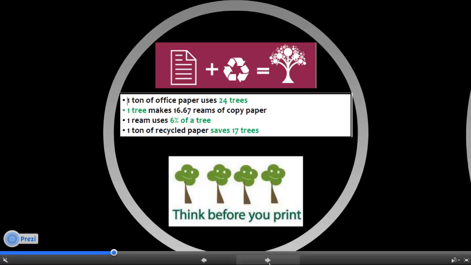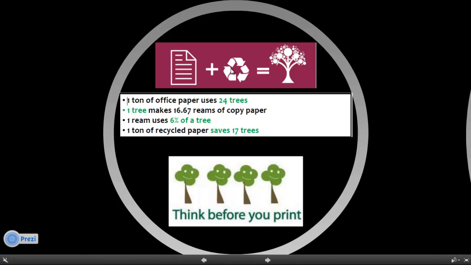1 ton of office paper uses 24 trees. Cutting 24 trees, we get 1 ton of paper. And one tree makes 16.67 reams of copy paper. One ream uses 6% of a tree. 1 ton of recycled paper saves 17 trees.